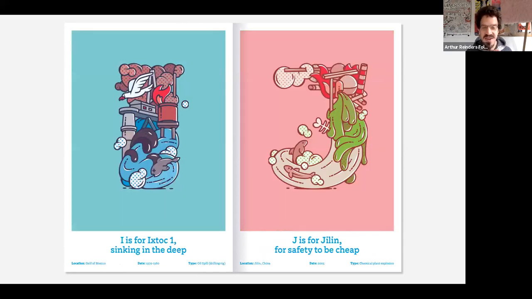Ixtoc 1 is an oil spill quite close by to where, totally not close by to where Deepwater Horizon was, but also in the Gulf of Mexico, which also had a really big impact on the wildlife there. Jilin was in China, a toxic waste spill.